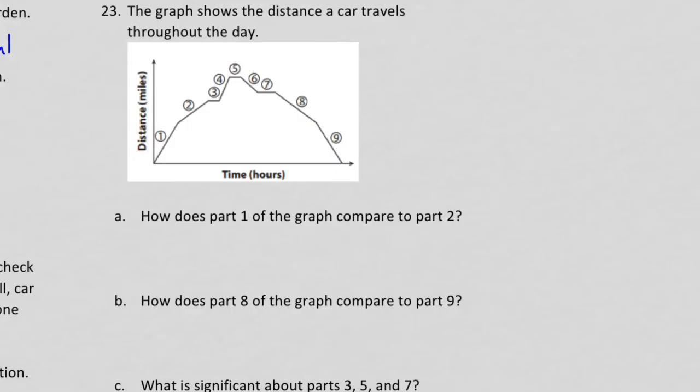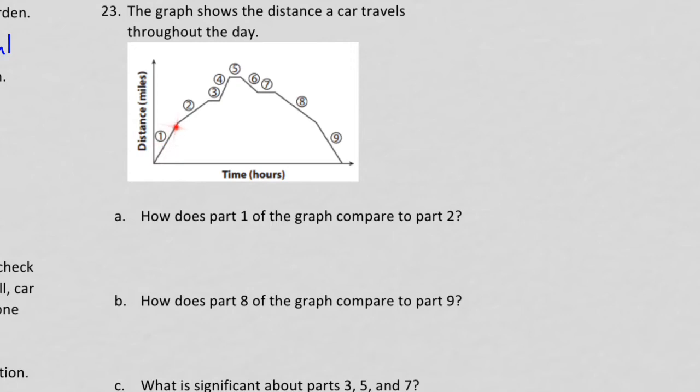Okay, 23. The graph shows the distance a car travels throughout the day. So you can see that the horizontal axis represents the time that has passed in hours, and the vertical axis represents the distance in miles that the car travels throughout the day. So let's answer the questions. It says, how does part 1 of the graph compare to part 2? You can see that both of them, the distance is increasing, right? Which means that the car is going away from wherever its starting point was.